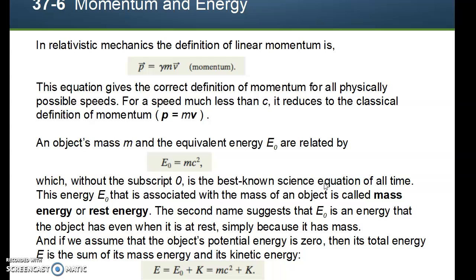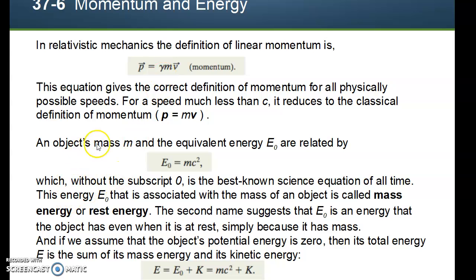Momentum and energy. In relativistic mechanics, the definition of linear momentum P, where this is the momentum, is not just our mass times velocity, but it now has to have this gamma factor, the Lorentz factor, as well. So this equation gives a direct, correct definition of momentum for all physically possible speeds. For speeds much less than the speed of light, it reduces to the classical definition of momentum, P equals mv, right?